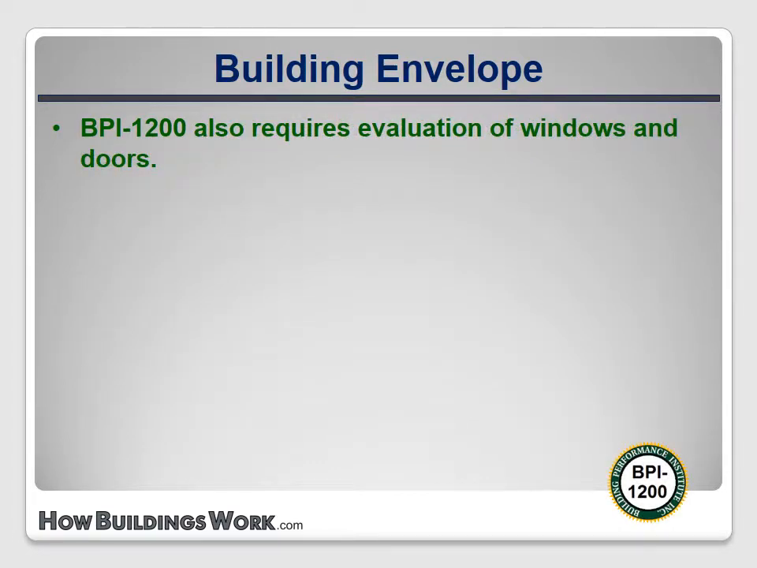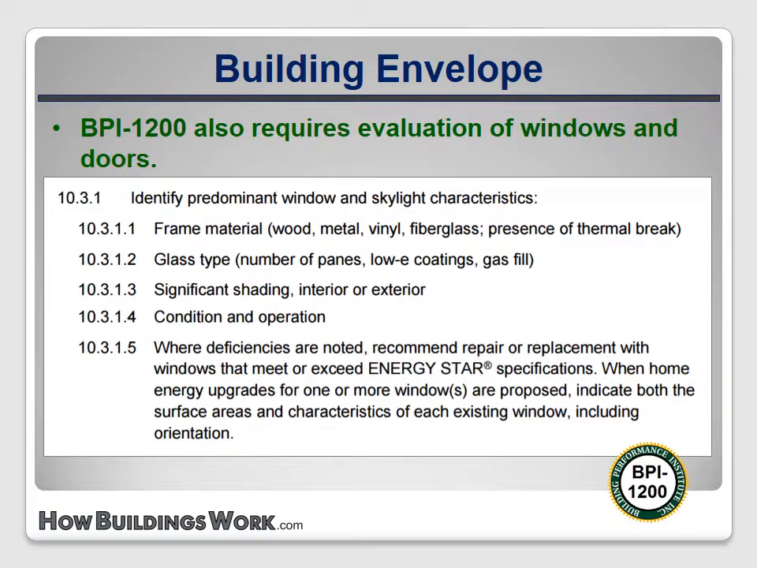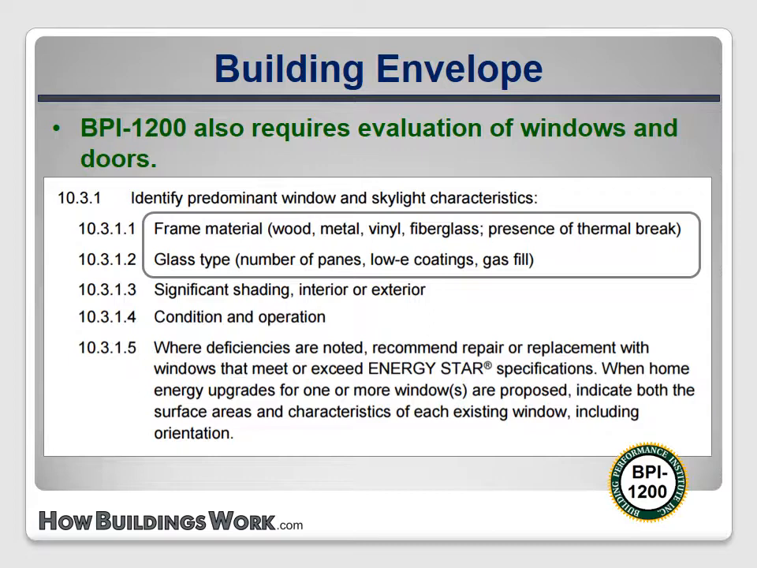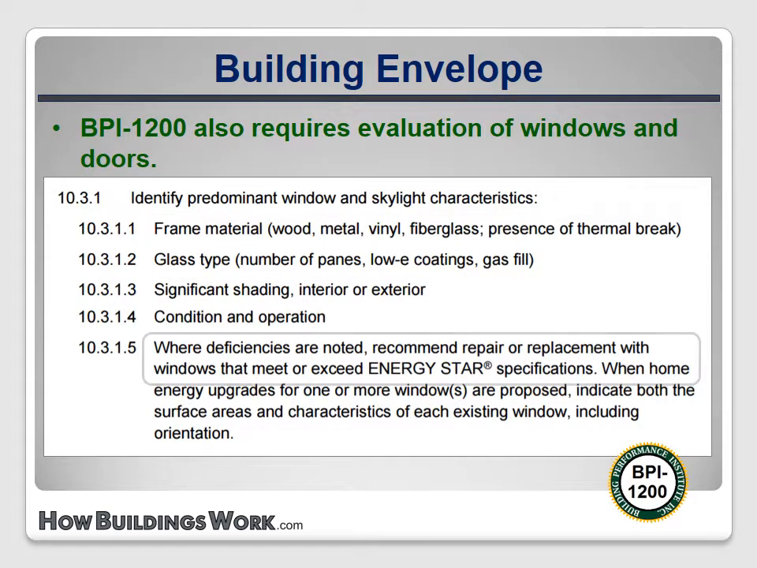BPI 1200 also includes requirements for evaluating windows and doors. Here's the section for windows and skylights. If you remember, these are the same characteristics the BA standard used to assign U values and solar heat gain coefficients. They include frame material, number of panes, and low E coatings. But BPI 1200 doesn't provide a similar table. It leaves it up to the auditor to assign the performance figures using other sources. BPI 1200 ends this section with a statement about replacement windows meeting or exceeding ENERGY STAR specifications.